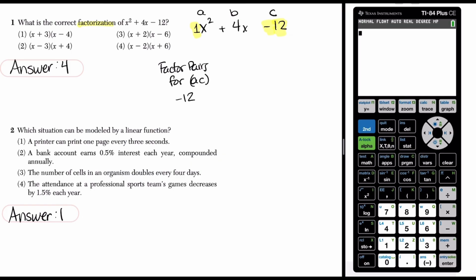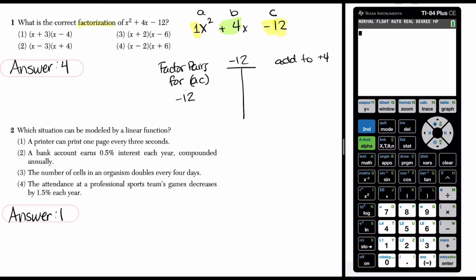So I want the factor pairs of negative 12 that add up to our B term, our coefficient positive 4. So that's our goal. It has to add up to positive 4. Okay, so I'm going to put negative 12 up top.